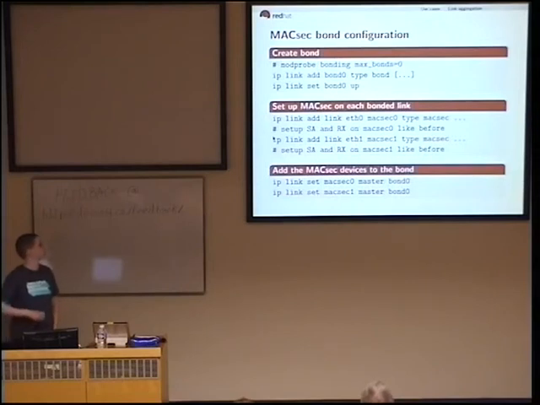So you create your configuration, you create your bond, that's up to you. Then you set up MACsec on each of your bonded links. That's the same kind of configuration as before. And then you enslave all your MACsec devices in your bond. I put only two here, but you choose.